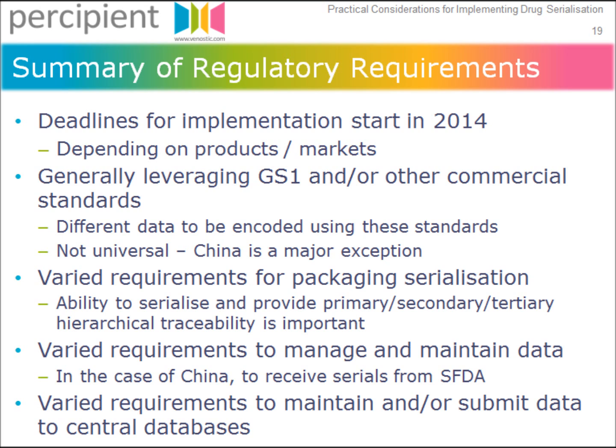To try and pull all that together, there are deadlines which start next year, certainly if you're selling into China. So between 2014 and 2016, deadlines will be coming on thick and fast. Generally, regulators are looking to adopt commercial standards. GS1, 2D data matrix is, I think, the most common there. But as we've already discussed, even if we're using a common data carrier, the data that we have to encode as part of the number to go on the items is going to be different. So the US is the national drug code, China's issuing their own numbers and so on. And China is not adopting GS1.